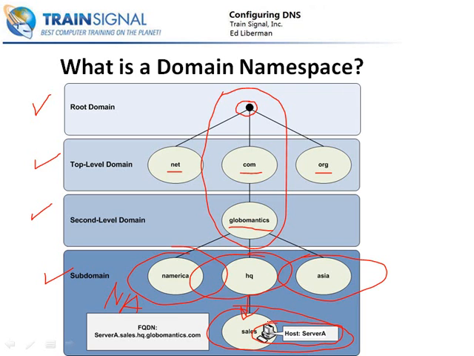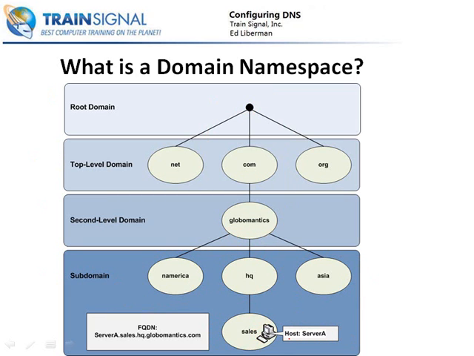So let me clear this all out of here. And you'll see here that host Server A has a fully qualified domain name, FQDN, of servera.sales.hq.globalmantics.com. Server A is the host name, and that's because it represents host Server A, the given host, inside of sales, the given domain, and how it is relative to the entire tree is along this path right here, and then it is laid out as servera.sales.hq.globalmantics.com. And that is what a DNS domain namespace is.